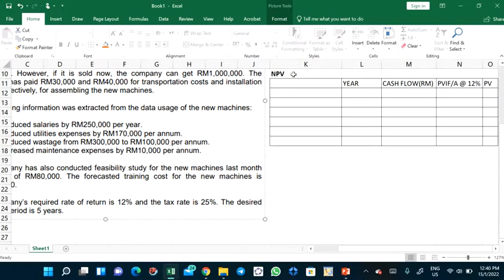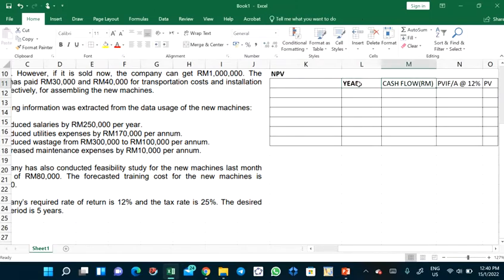So NPV, okay, you buatlah kotak, dia akan the year. Cash flow ni again referring to the differential cash flow as well as termination cash flow. And then kita akan refer kepada table lah, sama ada PVIF or PVIFA at 12%, sebab dia punya rate of return for this question is 12%. Dan lalu kita akan dapat the present value. Ni kita nak cari, okay, PV.